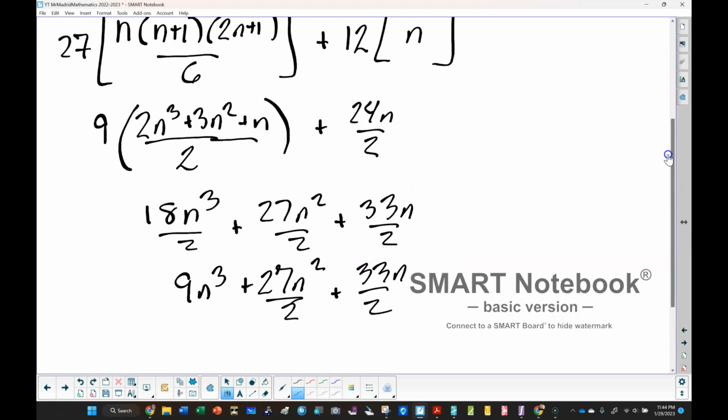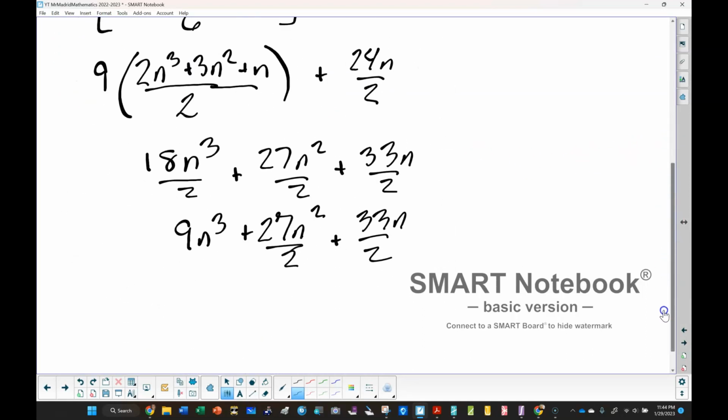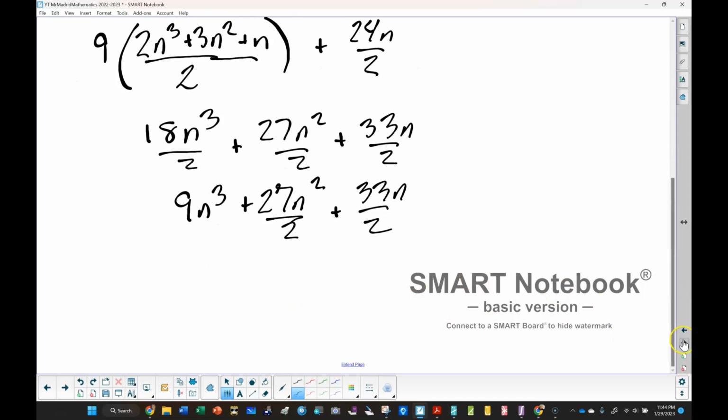And as far as what we've done, we've went ahead and evaluated each sum, or this sum right here. Okay, let's go ahead and move on to the next problem.